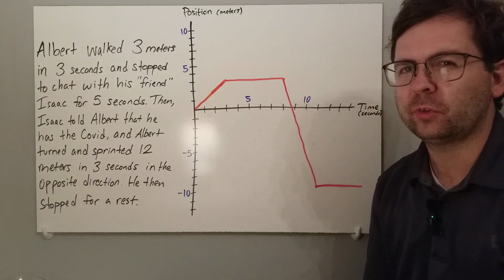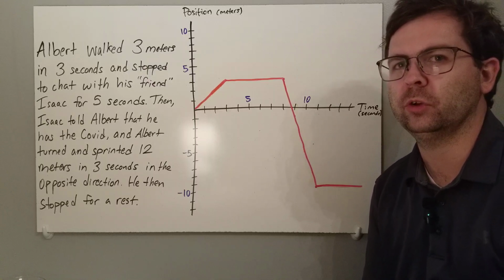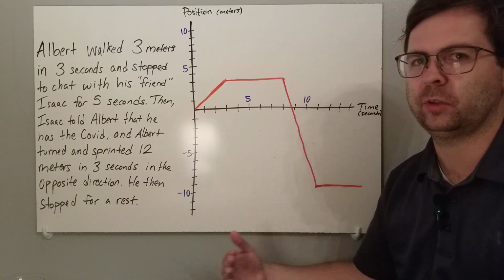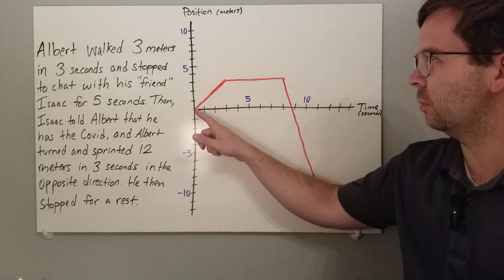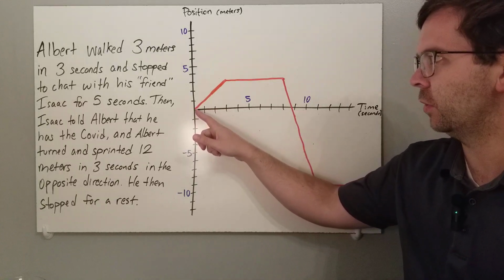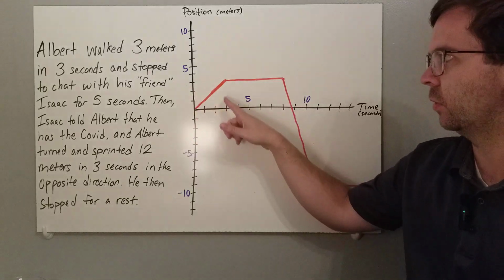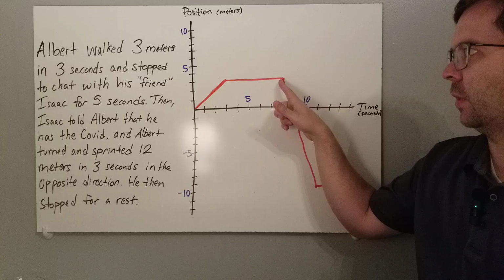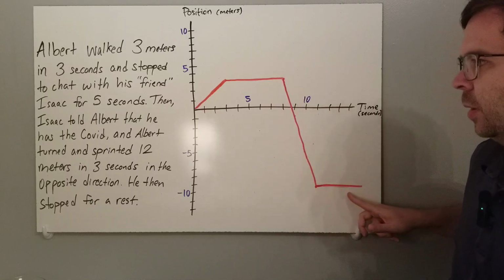So, position versus time graphs are really helpful because they show how an object is moving over time. So we're starting at a position of 0 for Albert. This line shows Albert's motion in the first 3 seconds. He goes 3 meters. And then he stops for 5 seconds. And then he sprints in the opposite direction and then stops again.